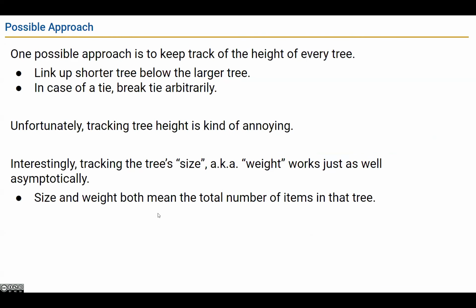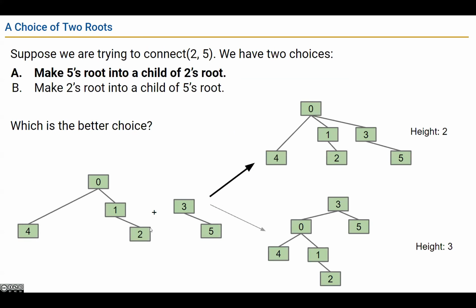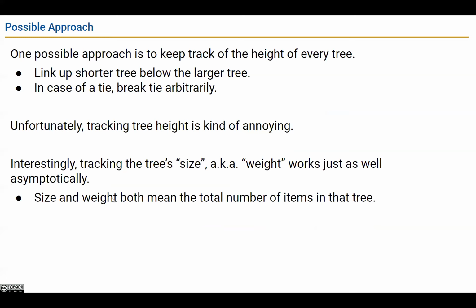And it turns out, if you want to compare the height, you can. You could say, you know what? This one's got a height of 2, I guess, maybe 1. This one's got a height of 2. So this one's the taller tree, so I'll hang the shorter one underneath the taller one. If you want to do that, you can. You end up getting the same asymptotic behavior. You can do the analysis. It's still log n, but it turns out to just be a little bit harder to code.